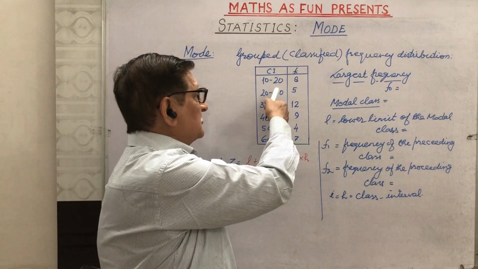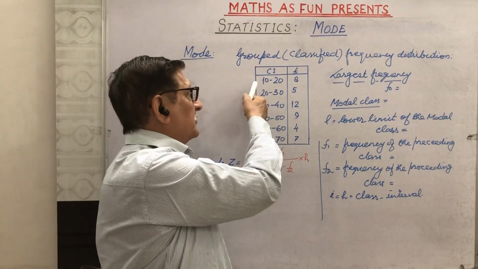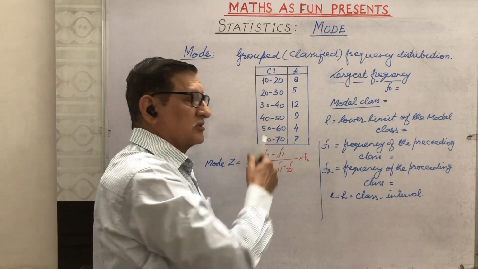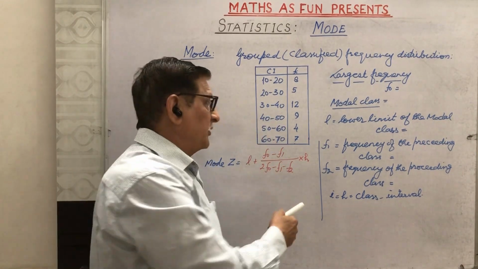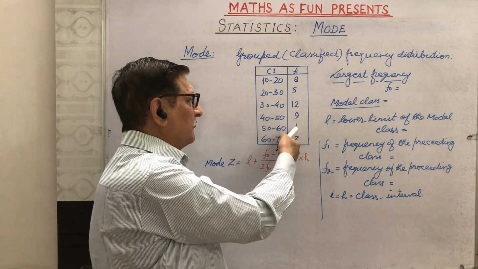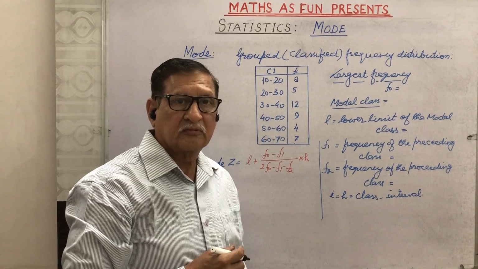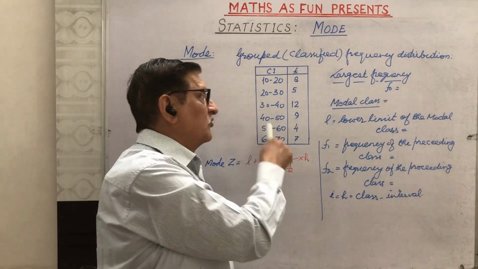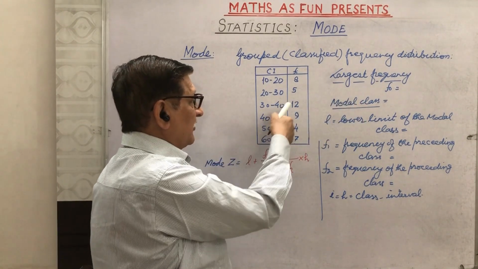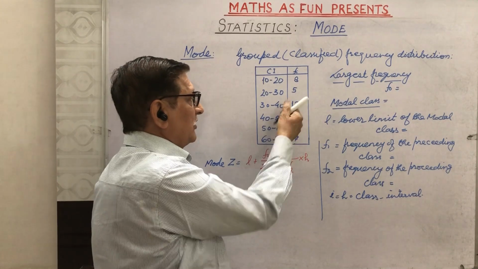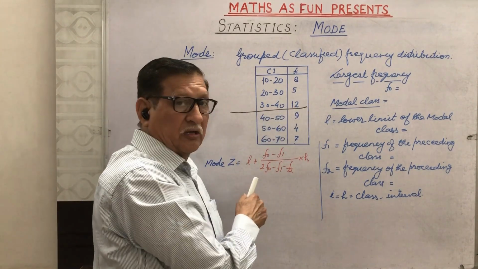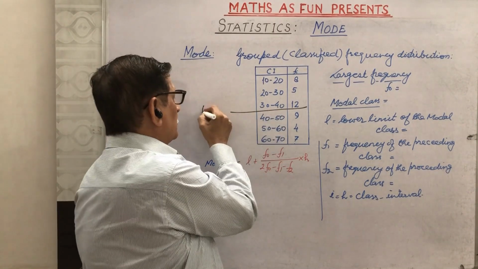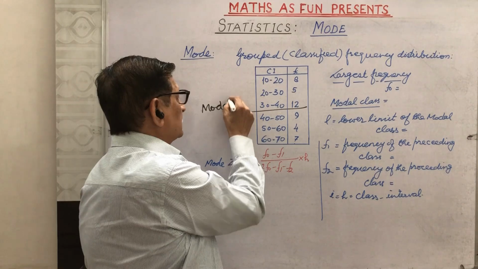Here the frequency distribution given to us has the classes from 10 to 20, 20 to 30 and so on up to 60 to 70. The corresponding frequencies are 8, 5, 12, 9, 4 and 7. To find the mode for this, what do we do? We have to find the largest frequency, and we find here the largest frequency is 12. So this is to be underlined, and we find the corresponding class, which is known as the modal class.